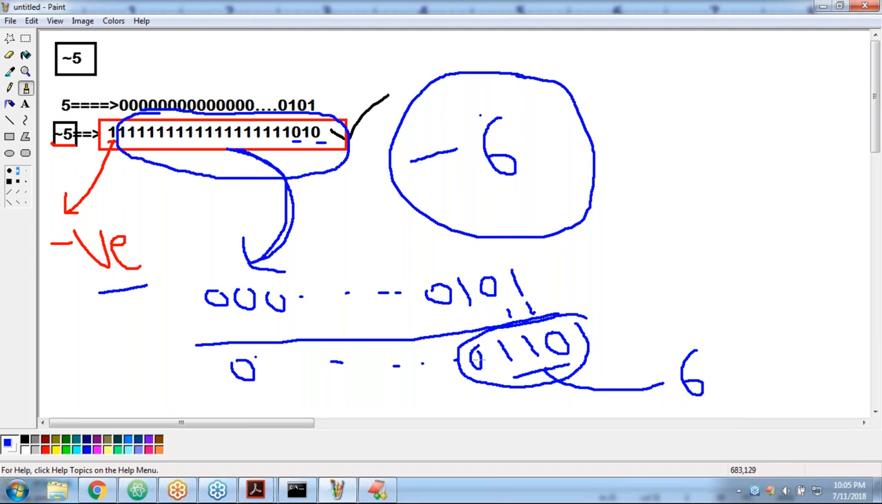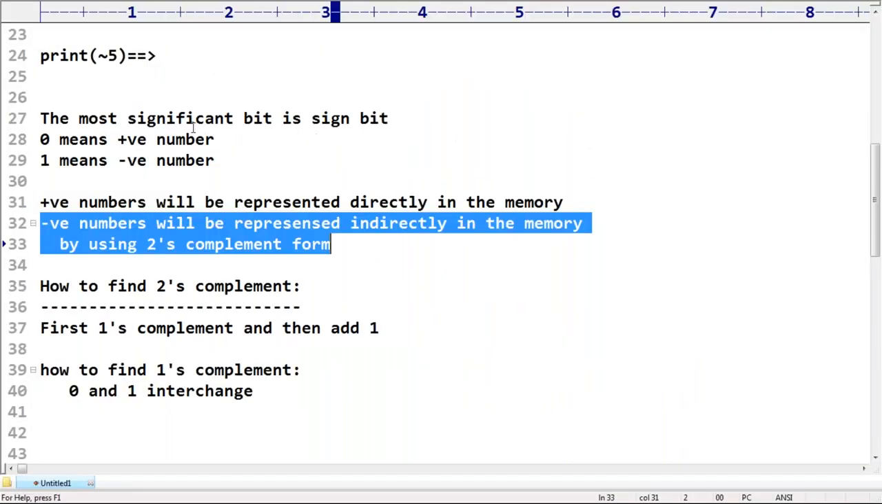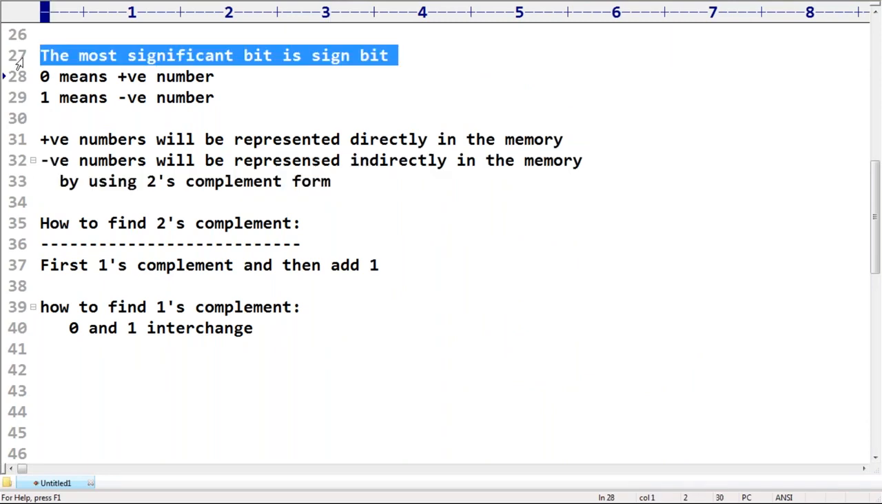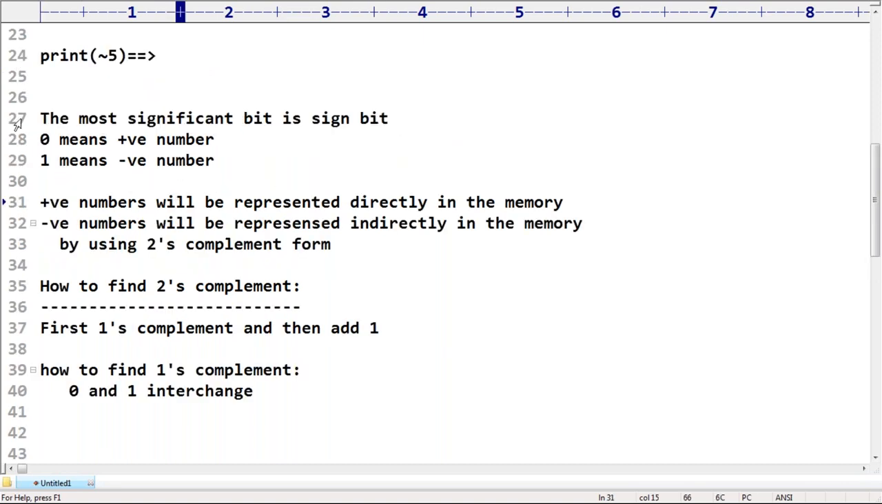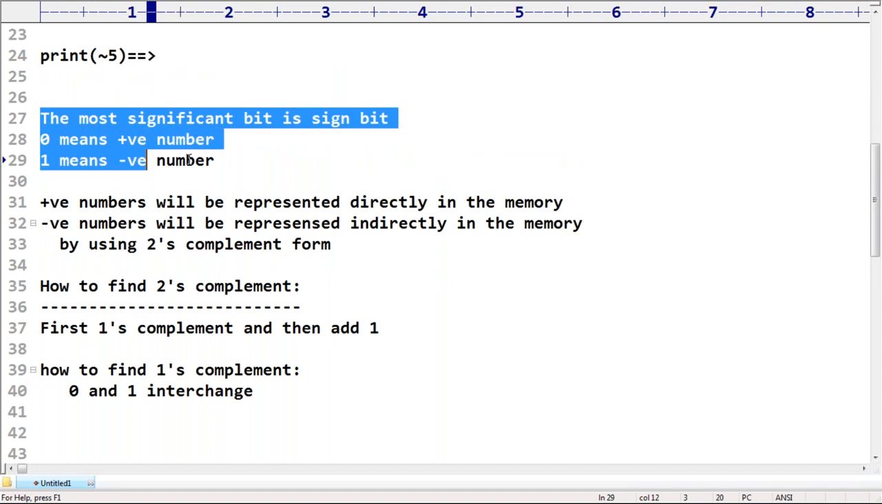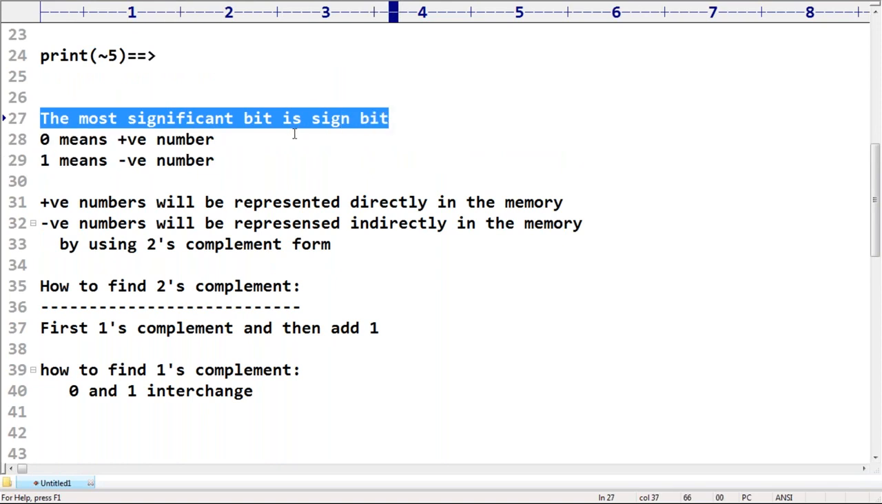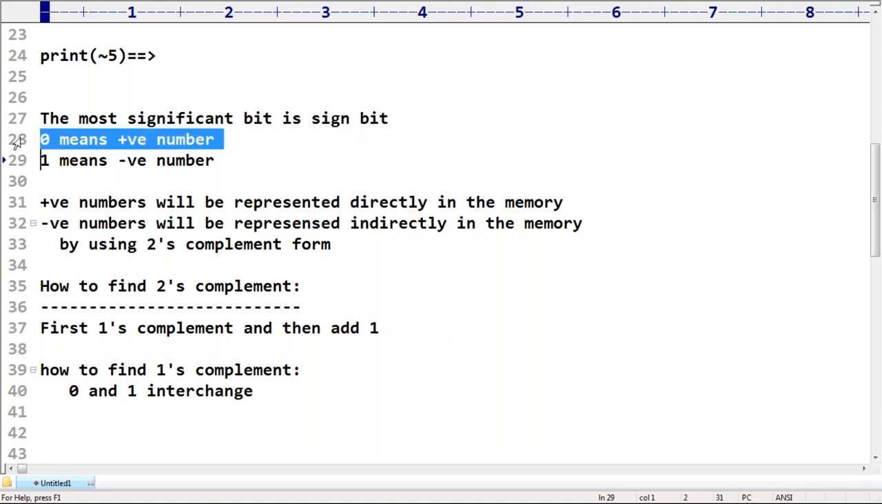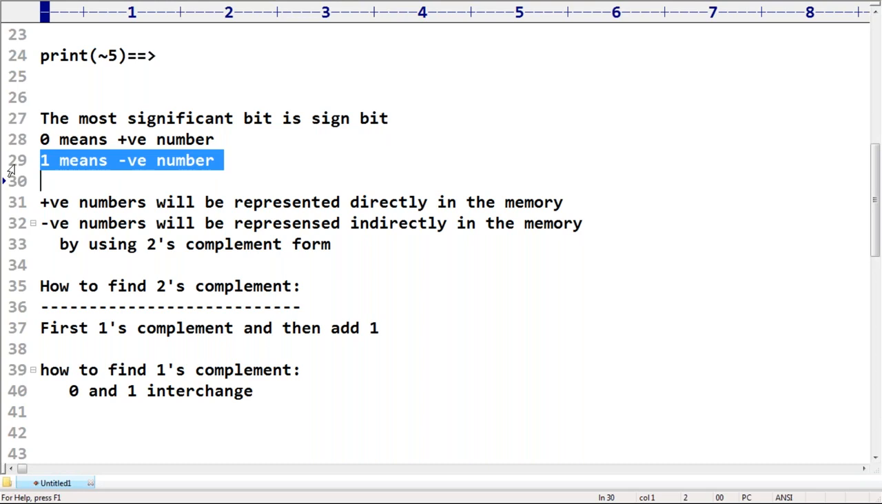Observe carefully, sir. Can you please read these statements? Very, very important. If you want to represent any number, the most significant bit acts as the sign bit. 0 means a positive number, 1 means a negative number. Remember this. This is the integral value. You have to represent this value in memory in binary form, in terms of zeros and ones.